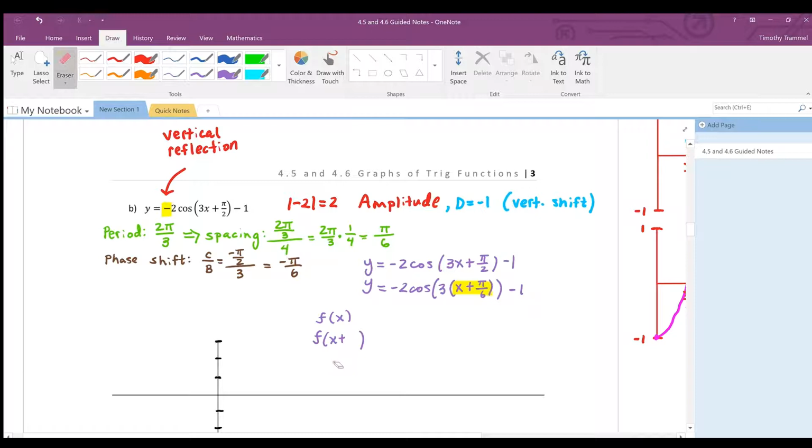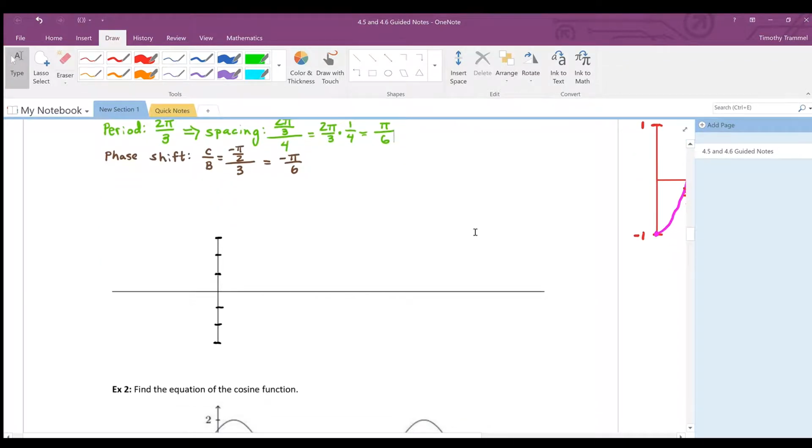Okay. So our phase shift of minus pi over 6 is just telling us, well, let's start minus pi over 6 units to the left. Okay, and we'll do that. That's the very first point we'll put on our x-axis. Then we'll use our spacing to fill in the rest. And our spacing is pi over 6, so that's helpful to know too.